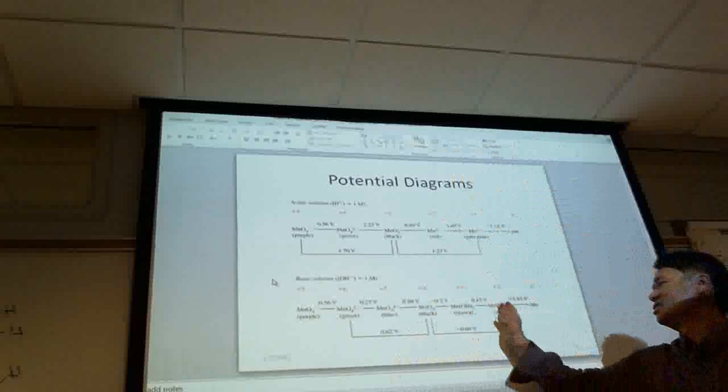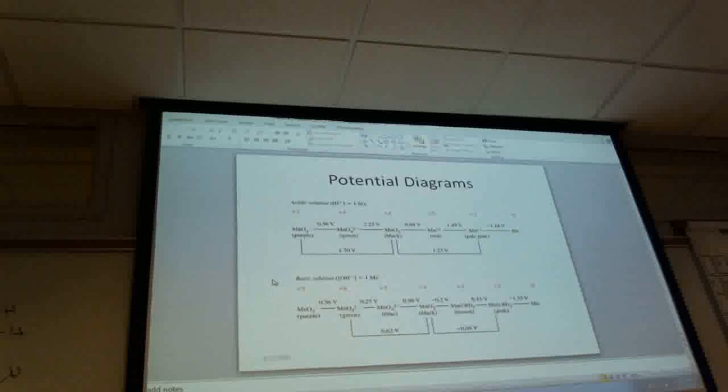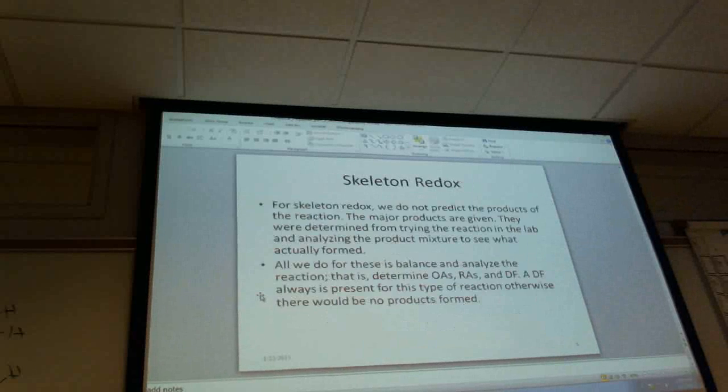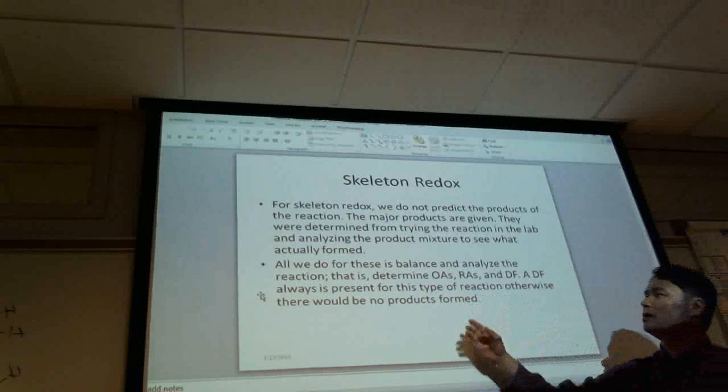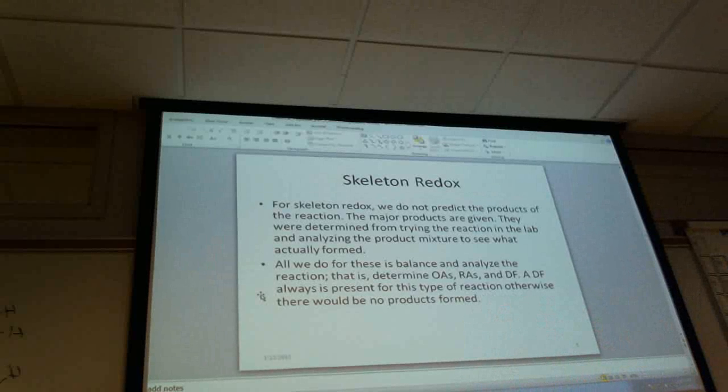We don't use these charts to predict. You could use these charts. We'll look at these charts later, potential diagrams, or maybe we don't even look at those. But a lot of redox is still done this way. This is called skeleton redox. In skeleton redox, you just mix it together and see what the major products formed are.